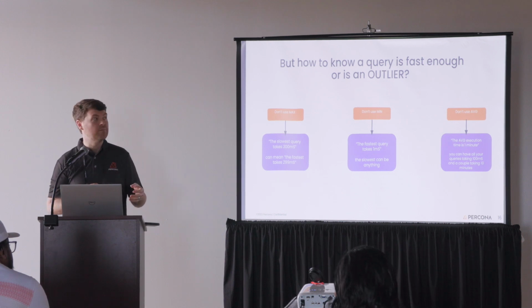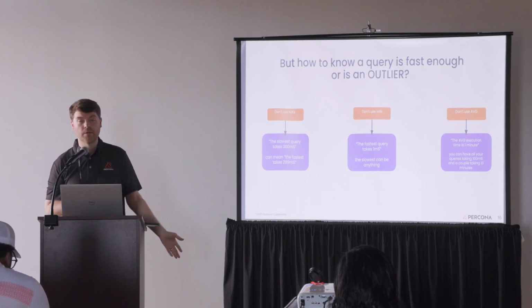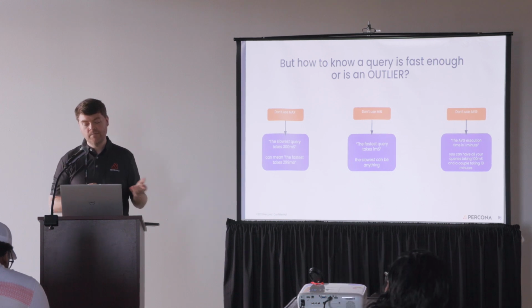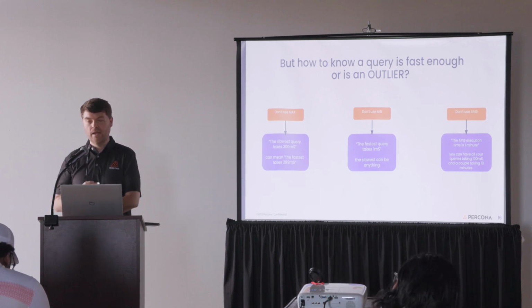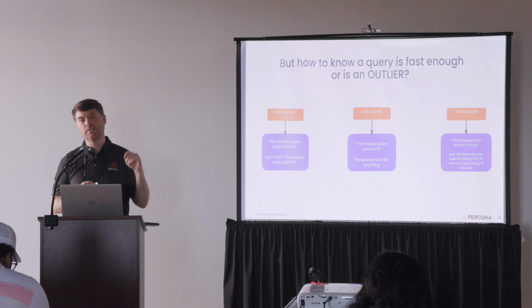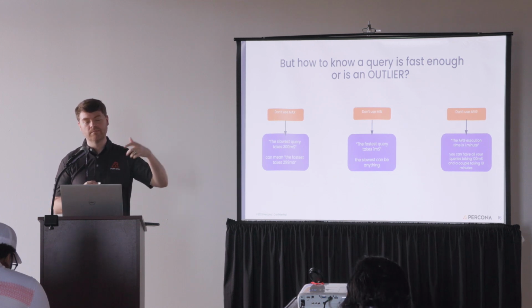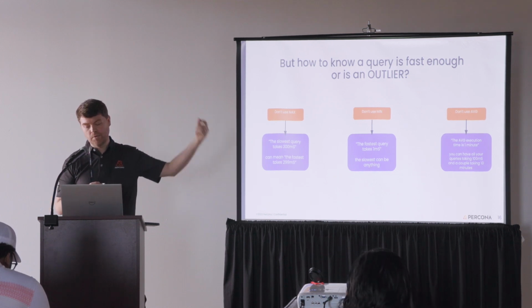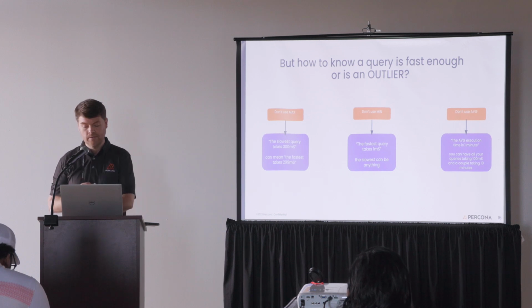Fastest one is also not good. The slowest one could be taking any amount of time, and you won't be aware of that. And then if you're using average, you've got both of those things playing against each other. We all know how averages work. It could be pulling it to the high end or the low end.